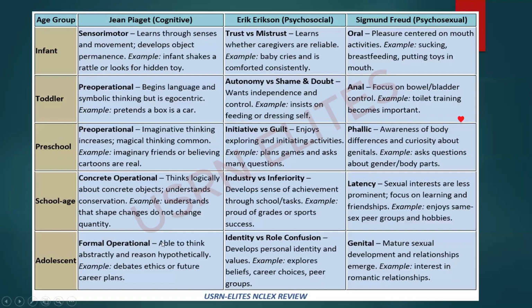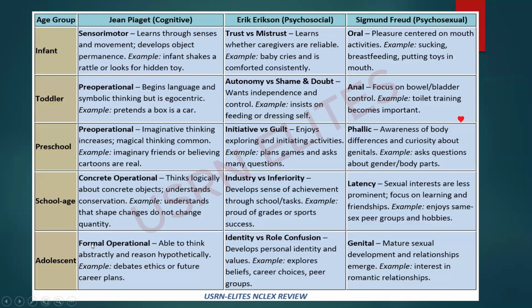Okay. And let's look at adolescent age. You are saying formal operational. What does that also mean? They are able to think abstractly and reason hypothetically. Because from here they are into adulthood, they perform complex tasks like debates. They debate ethics of future career plans.